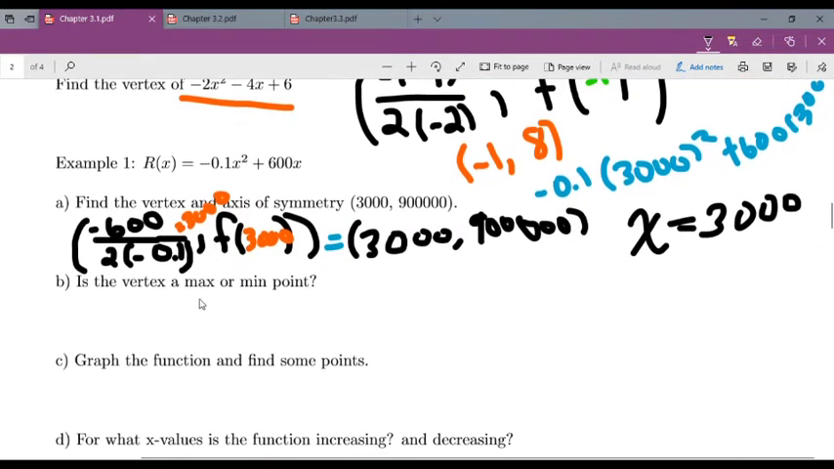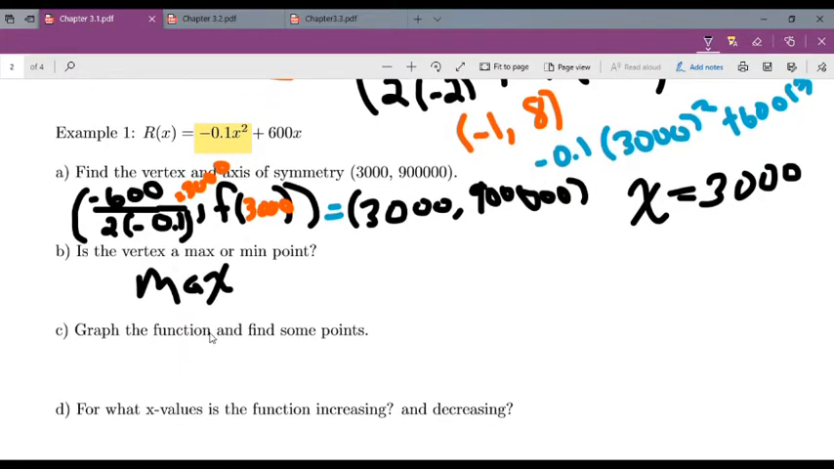Okay. Now you need to know, is your vertex a max or a min point? Well, because of the coefficient, this negative 0.1 in front of this x squared, because it is a negative, that makes it a max, because your parabola is going to be facing down like a frown.